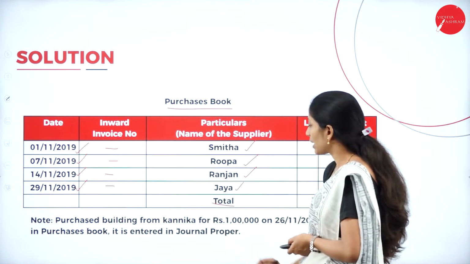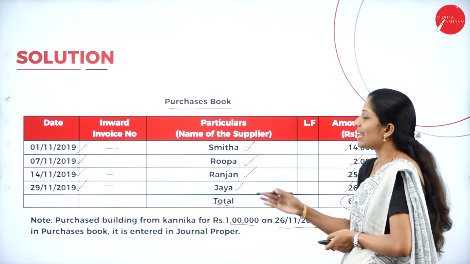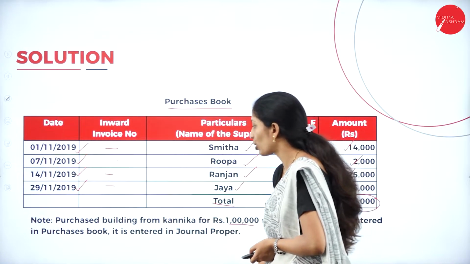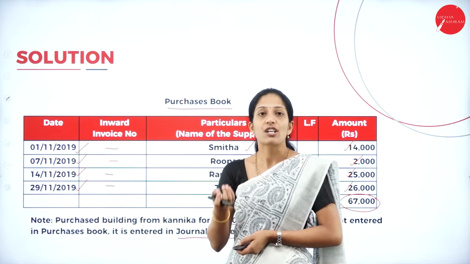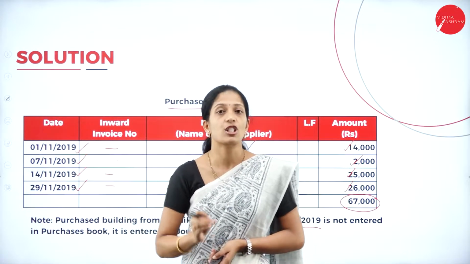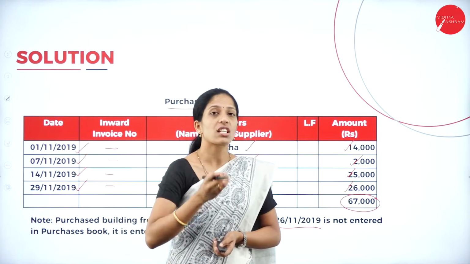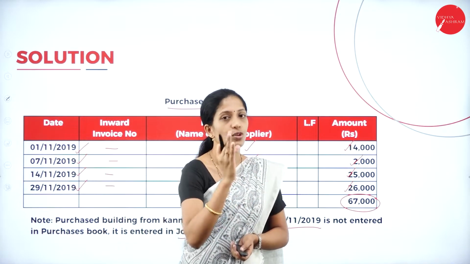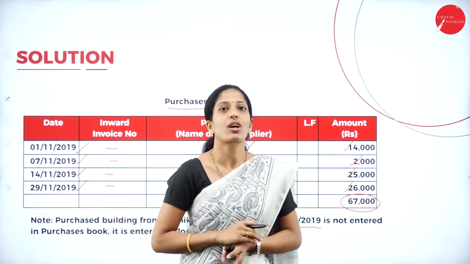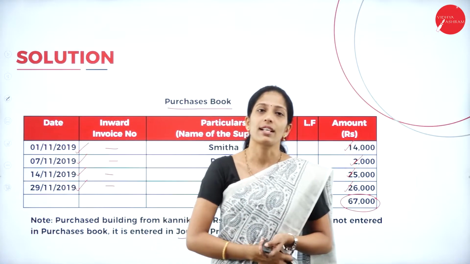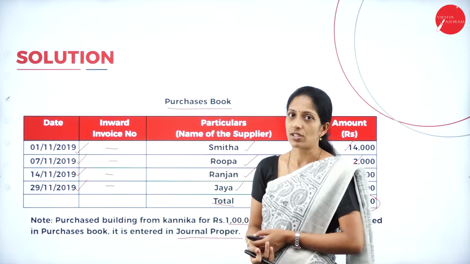Purchase of building from Kanika for rupees 1 lakh on 26/11/2019 is not recorded in the purchases book and it is entered where? In the journal proper, because purchase of fixed asset on credit basis will be recorded in the journal proper. Suppose if we have purchased fixed asset on cash basis, then it goes for cash account or cash book. So here it is purchased on credit basis, so we have to record in the journal proper. So this is how you are going to record the purchases book.